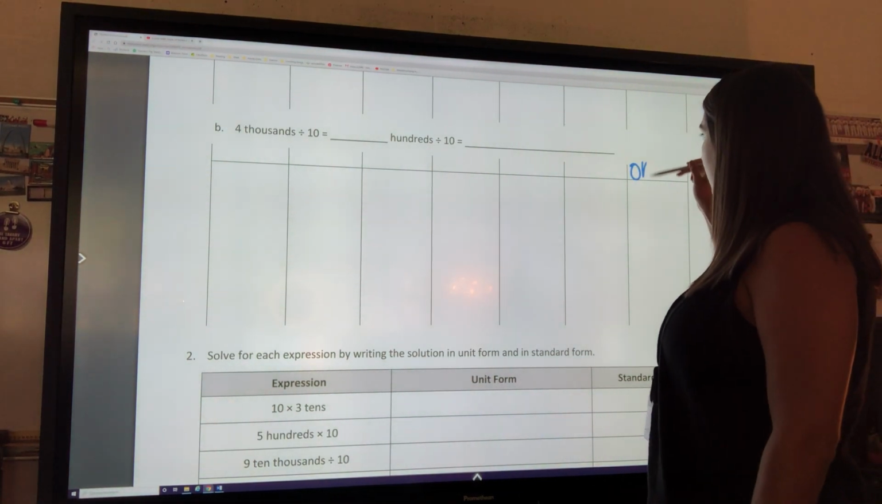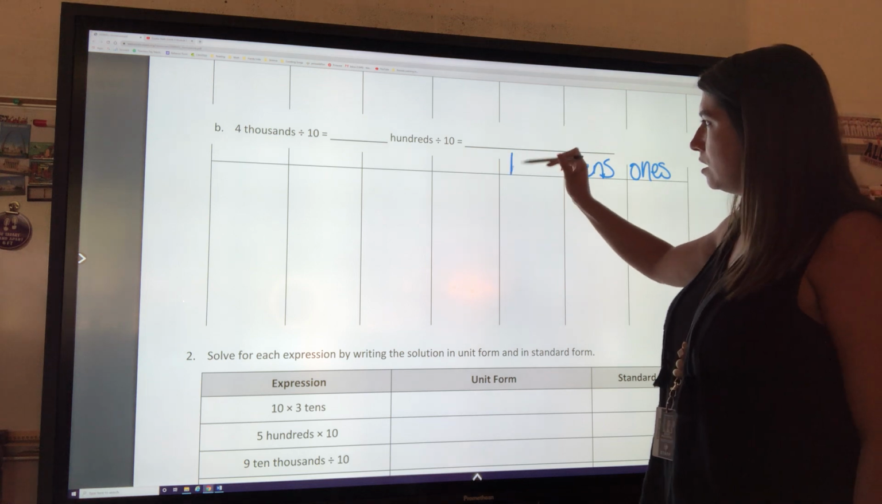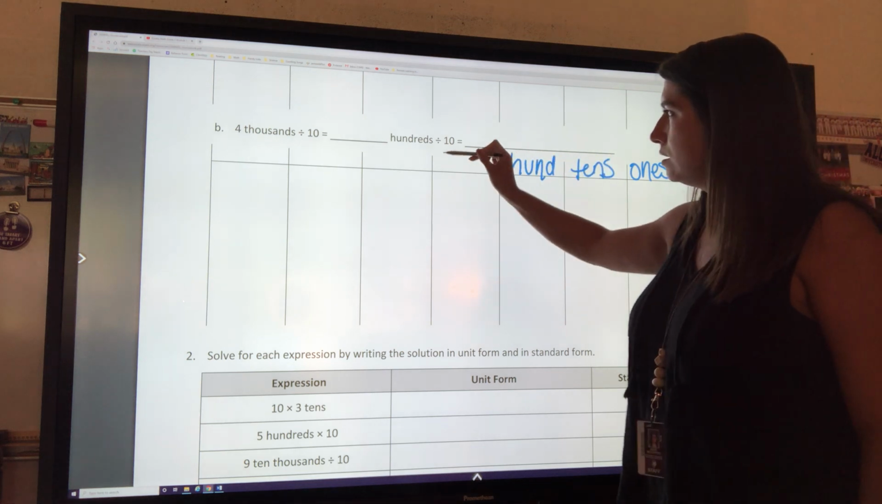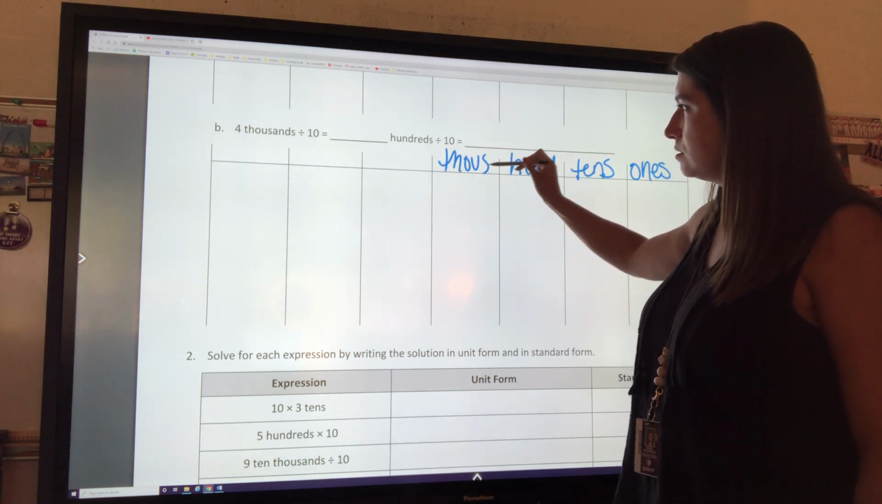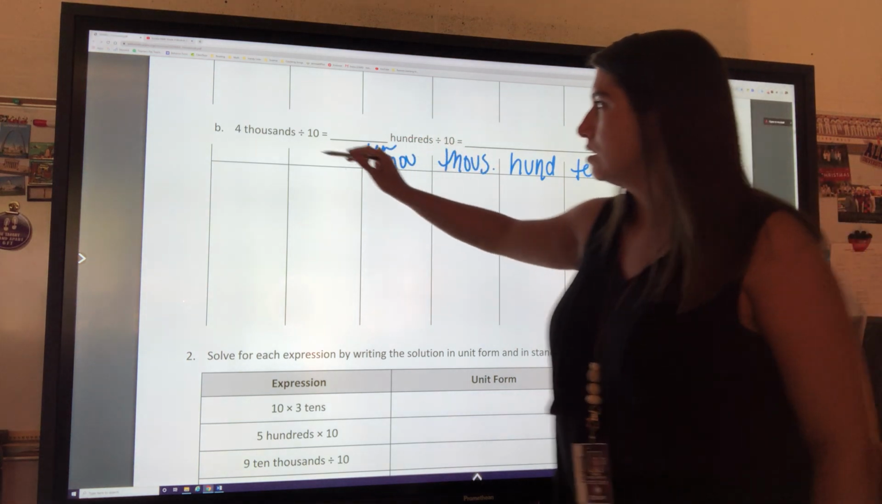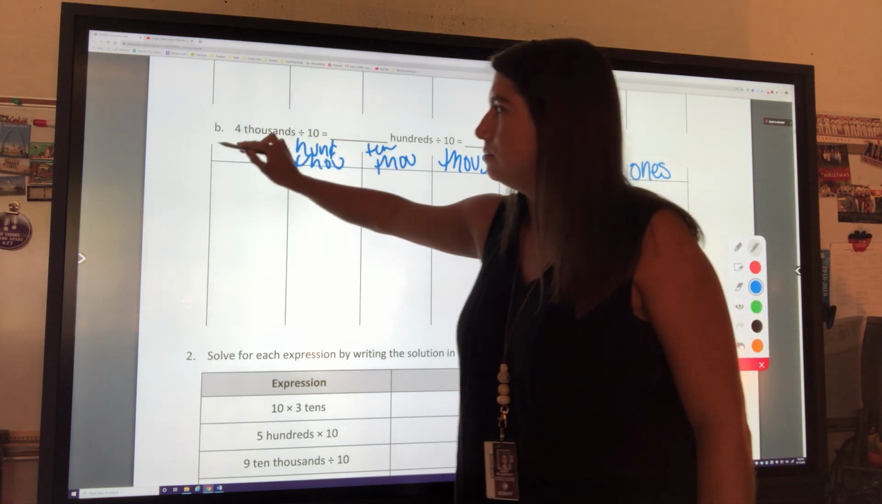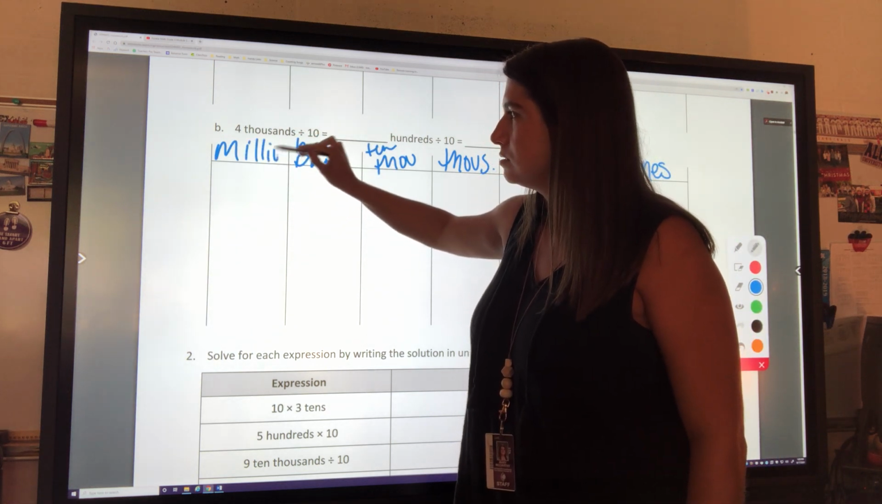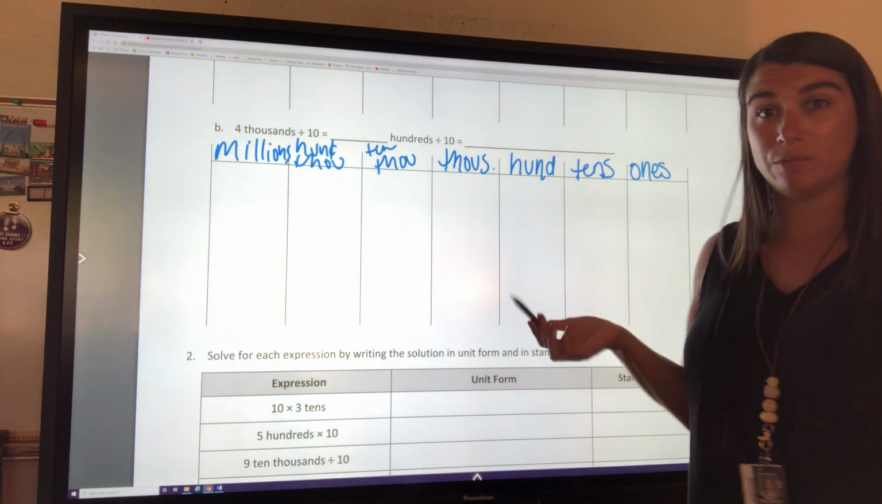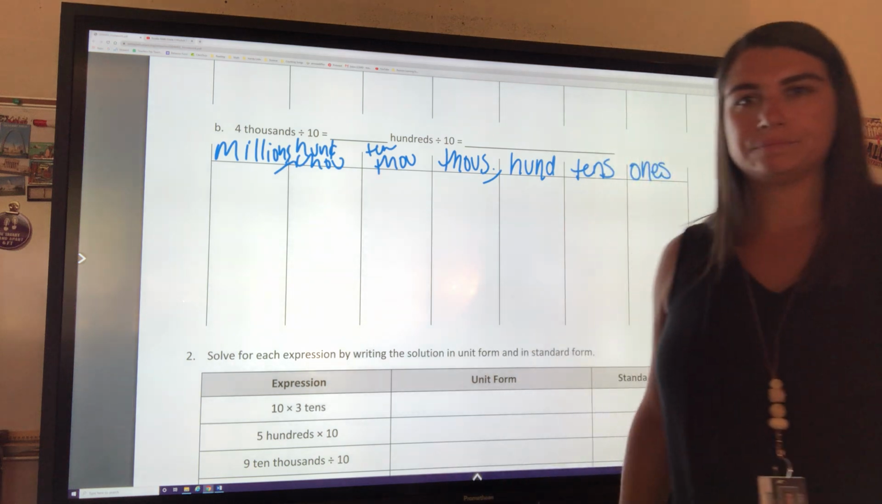Ready? Ones, tens, hundreds, thousands, 10,000s, 100,000s, and then millions. And I'm going to go ahead and put my commas in. Comma after those three, comma after those three.